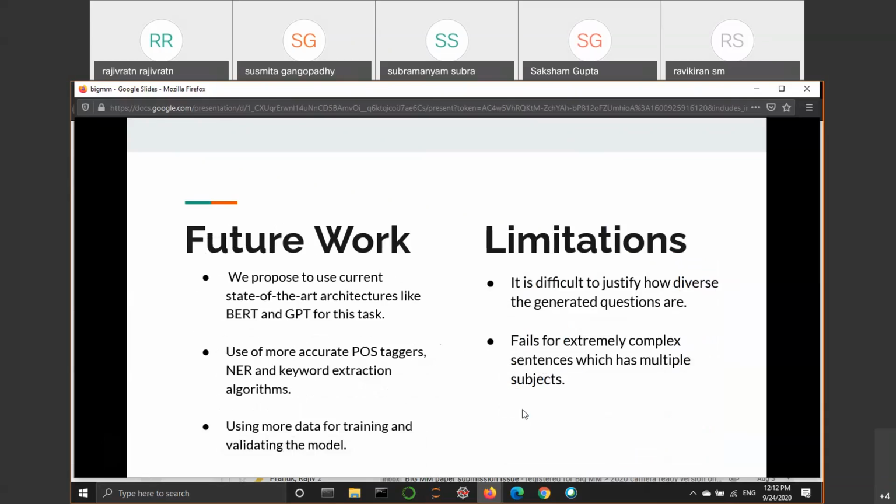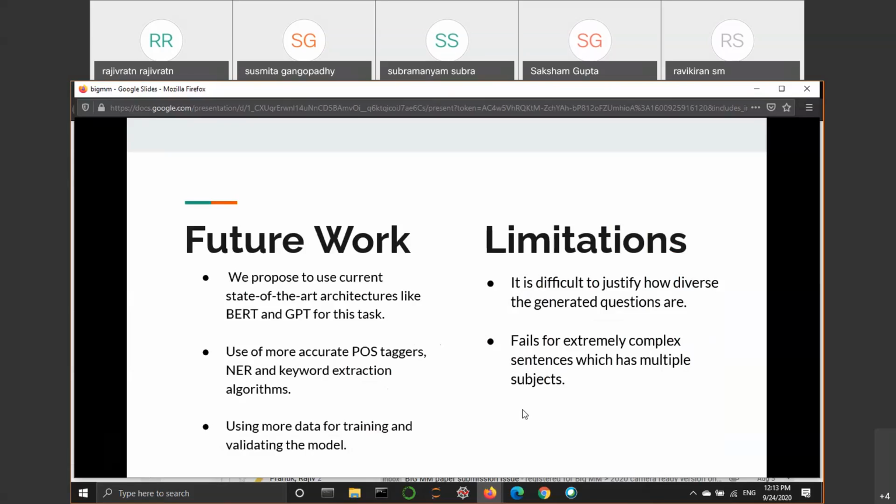And future work, we are trying to customize the architectures like BERT and GPT to this task. We are currently doing that. The POS tagger, NER, and keyword features are very important to generate the question. The more accurate POS tags or NER we use, the more accurate the model will be, because the model will try to learn more syntactical information from the language. And obviously using more training data, we can increase the accuracy.